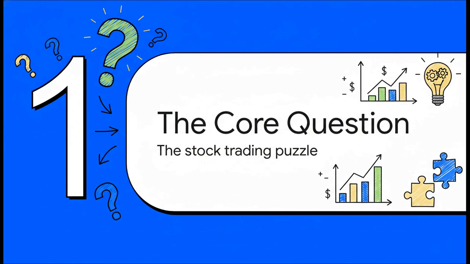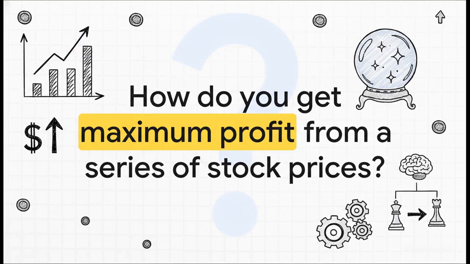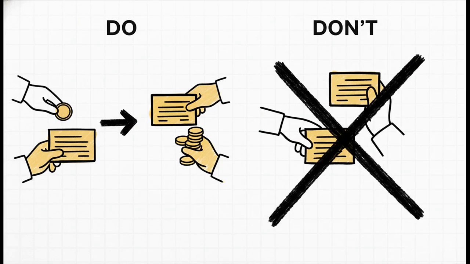All right, so let's set the stage here. What is the actual puzzle we're trying to solve? So imagine this. You're given a list of stock prices for, let's say, a week. Your only goal? Make the absolute maximum profit you can. Now, how would you even do that? It sounds like you need a crystal ball or something, but it really just comes down to having the right strategy.